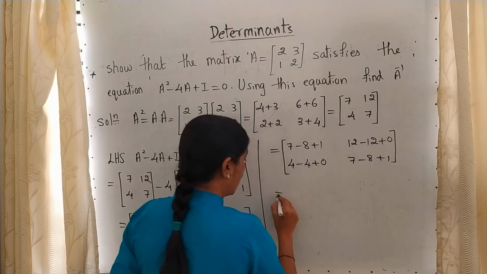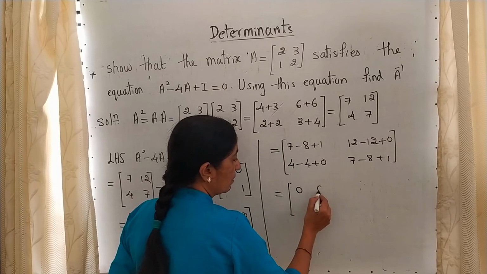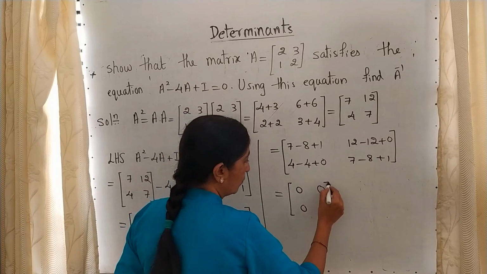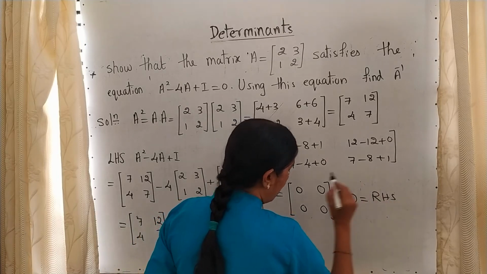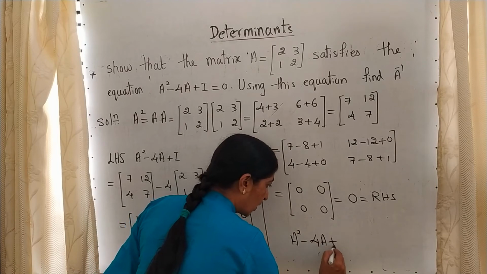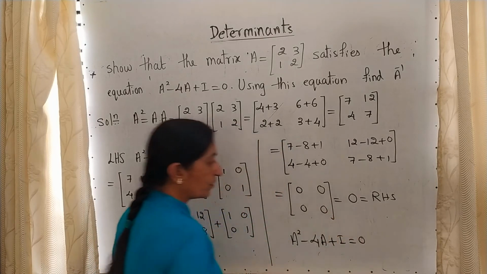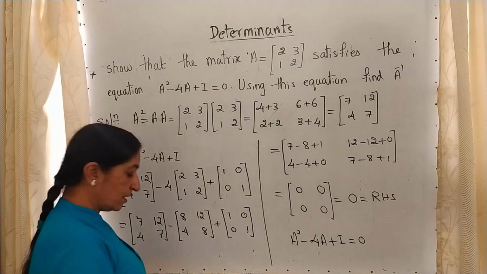See, simplify this. 7 plus 1, 8, 8 minus 8, 0. This is 0, this is 0, this is 0, this is 0. That means the 0 matrix will be denoted by 0. This is nothing but RHS. That means we proved A square minus 4A plus I is equal to 0. So with the help of this equation only we have to find the inverse.